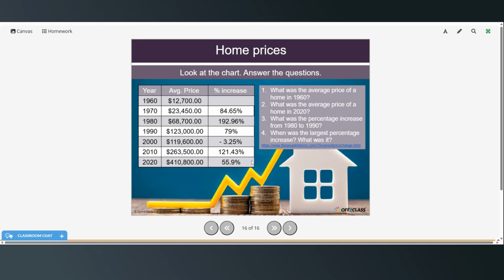All right, so now you can look at the chart and answer the questions. So what was the average price of a home in 1960? So here we can see it was $12,900. What was the average price of a home in 2020? Well, it was $410,800.